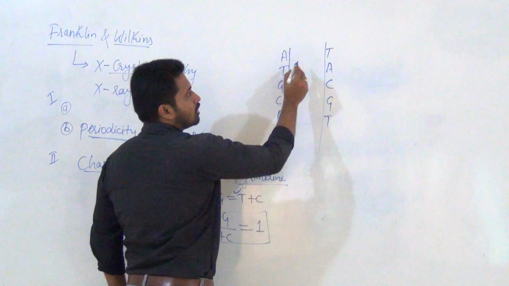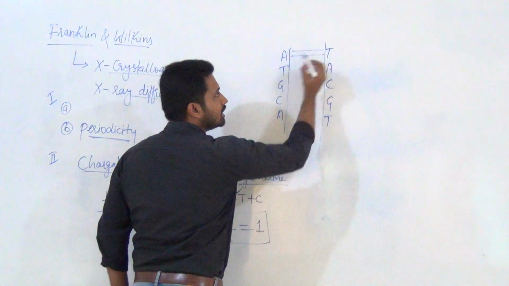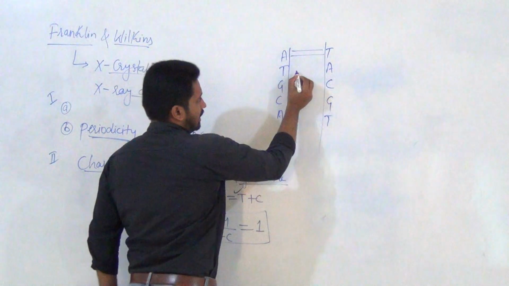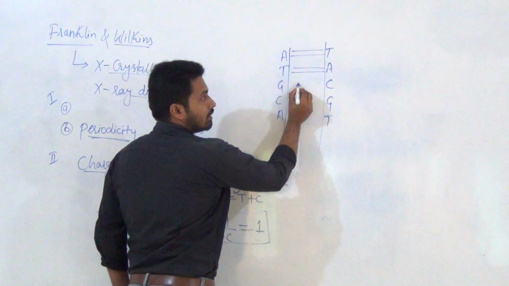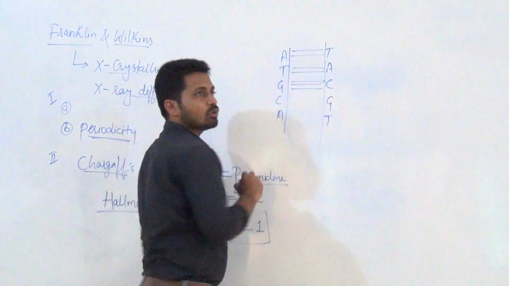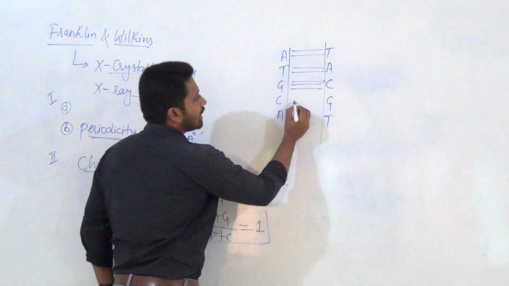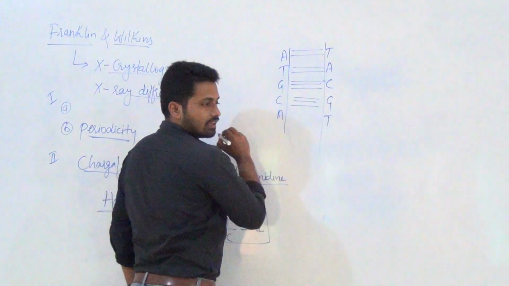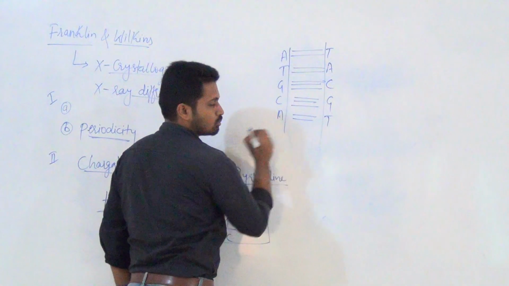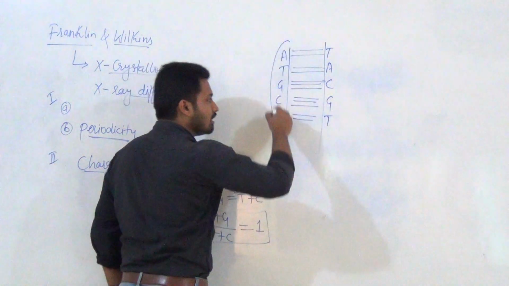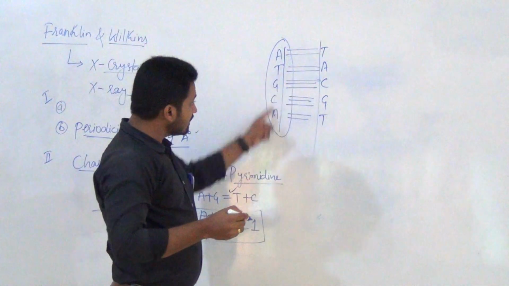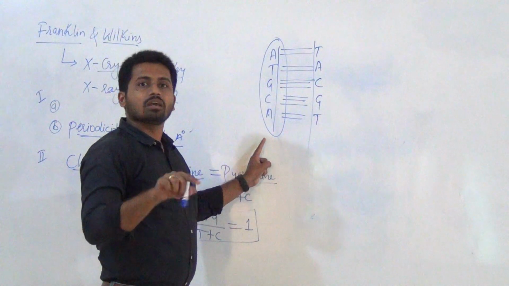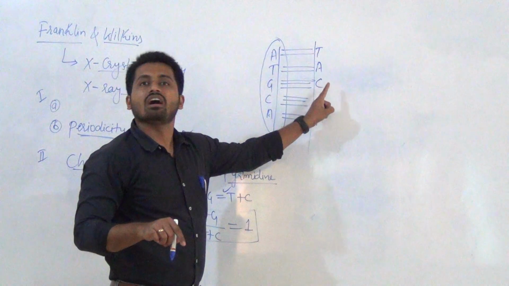You already know the bonds. A pairs with T with how many hydrogen bonds? 2. Again T, vice versa. T pairs with adenine with 2 bonds. Here the total hydrogen bonds are 3. And here again total hydrogen bonds are 3. And here again 2 hydrogen bonds. So what is the concept here? If you know the base sequence of one strand, you are able to predict the base sequence of the other strand.